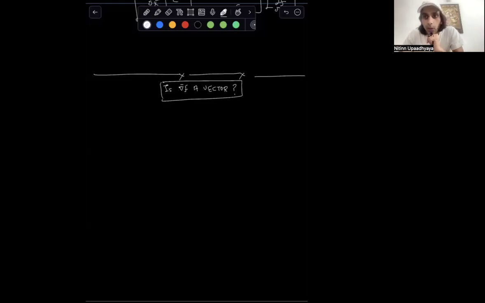So in the previous module, we defined a vector as something which transforms in the right way. And by right way, we mean something which transforms like a position vector or a velocity vector. And we derived the exact kind of transformation we expect of a vector.